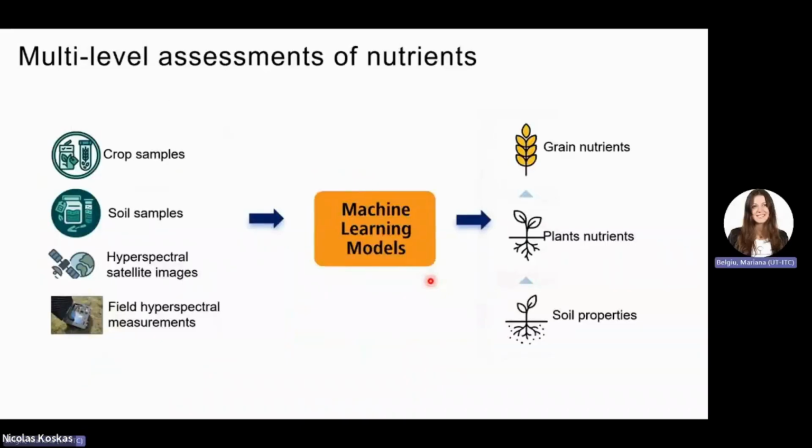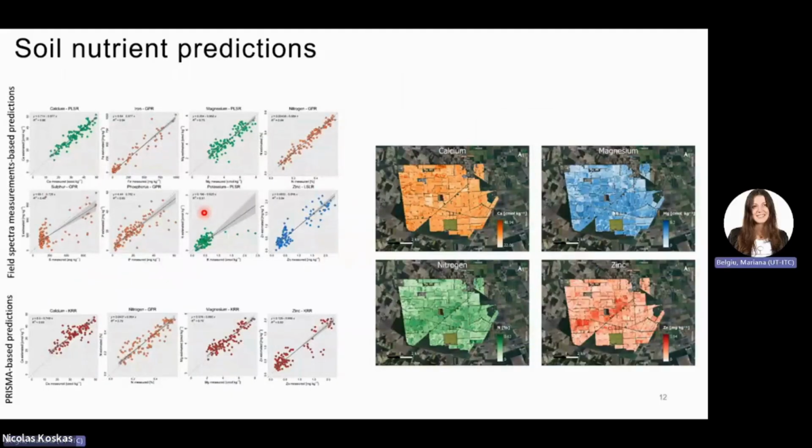In this slide, I would like to show you that we use this approach to estimate not only the nutritional quality in grains, but also the nutrient composition of the crops during the growing seasons, and also the nutrients present in the soil, using the same hyperspectral satellite images and crop samples that are collected in the field. And when it comes to the soil part, we have the soil samples. And here are a few results that we obtained.